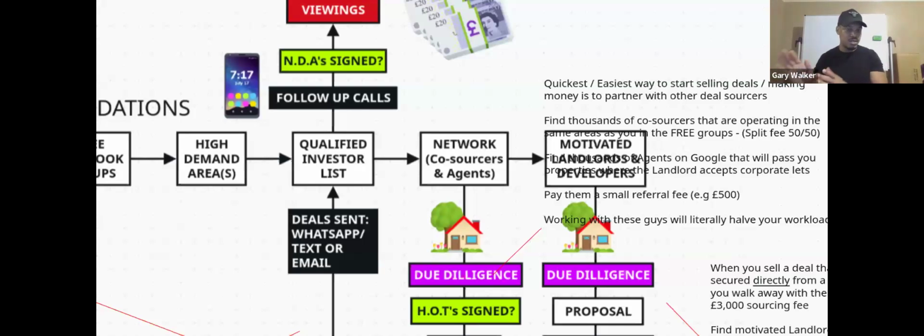You don't sign that because the deal sourcer steps away from the actual deal. We're not involved in the actual deal itself. This heads of terms document is about us securing the deal up front.